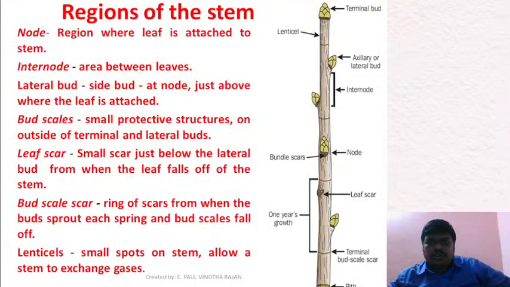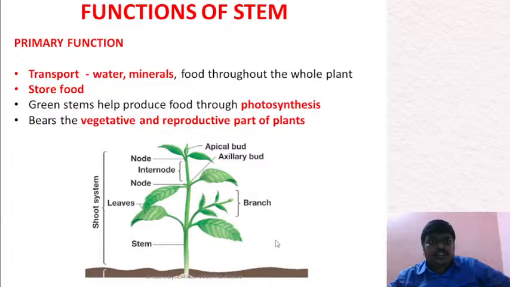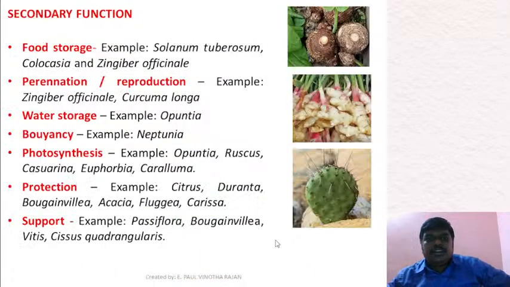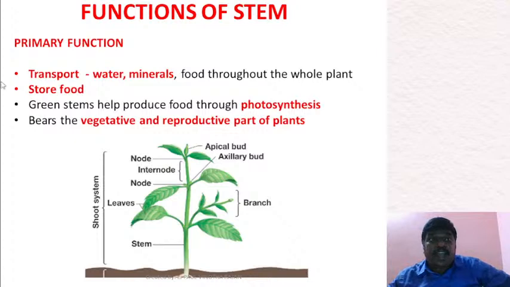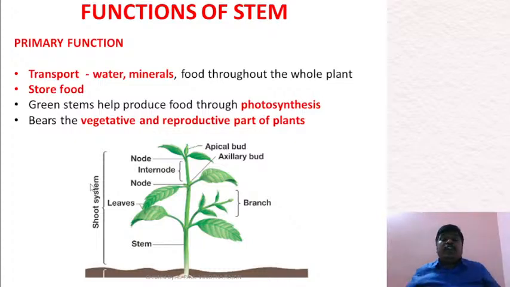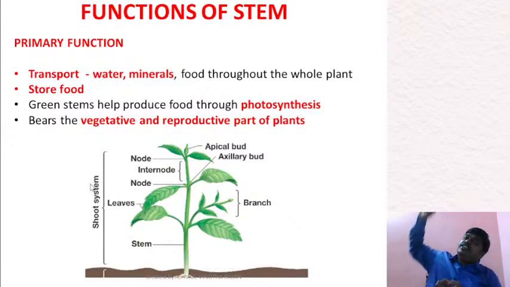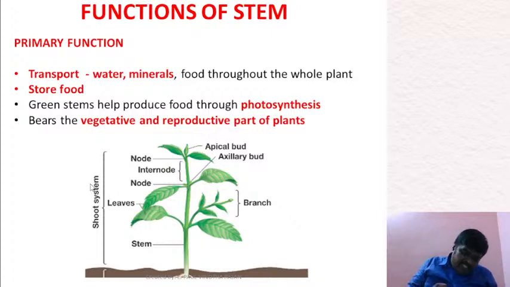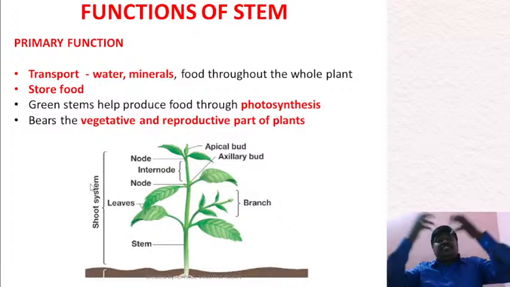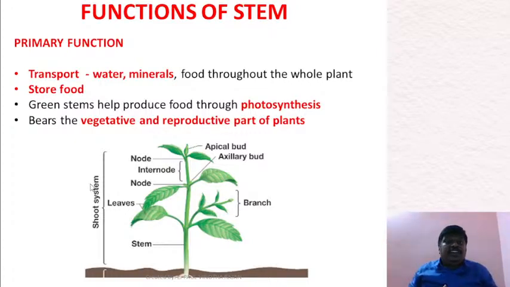Next we are going to talk about the functions of the stem. The basic functions of the stem are transport of water and minerals. We all know that the root absorbs the water and transports it to the stem. With the help of the stem, the water and minerals are transported throughout the plant.